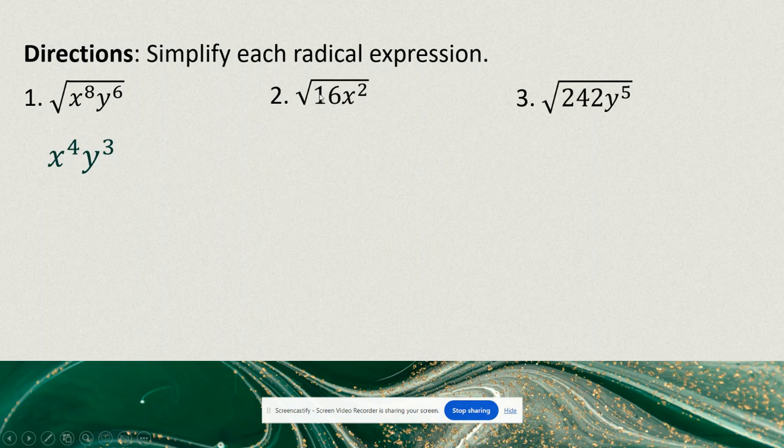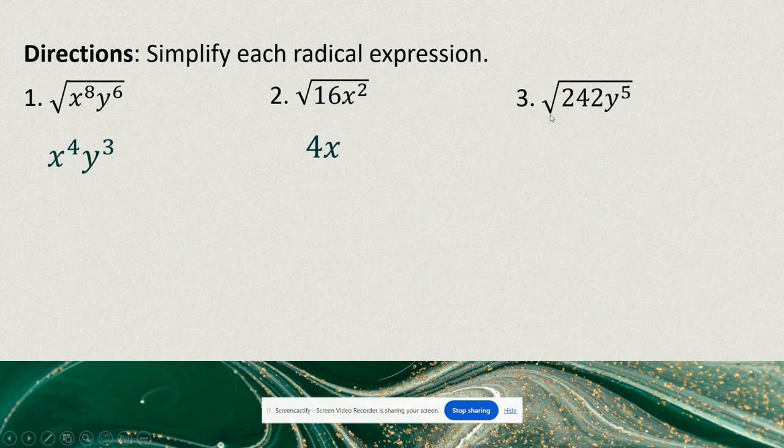For number 2, I have the square root of 16x squared. Well, 16 is a perfect square, so we know we're going to be able to take the square root of that. And x squared, my exponent, is even, so I can just take half of that. So I would just have 4x. And this x is assumed to be raised to the first power because, of course, half of 2 is 1.